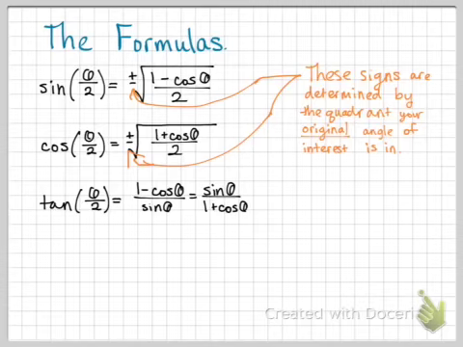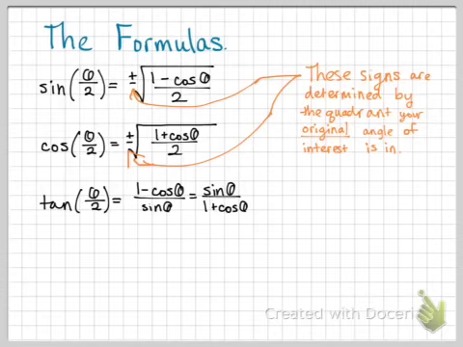So when we were looking at pi twelfths, just before, cosine of pi twelfths, we're saying what quadrant would the cosine of pi twelfths be in? Which quadrant is pi twelfths in? And the answer, of course, is quadrant 1.